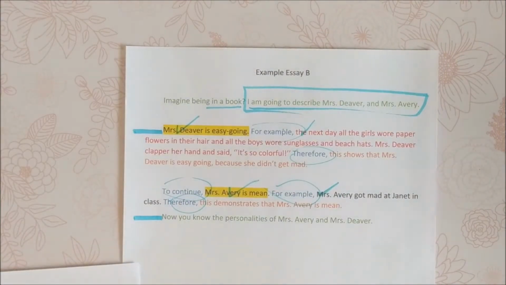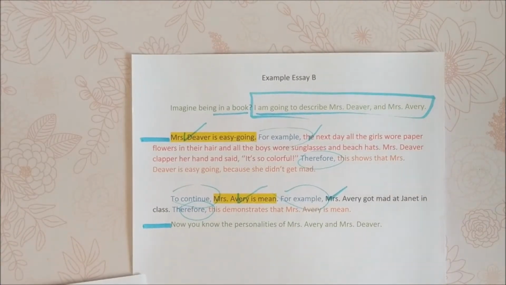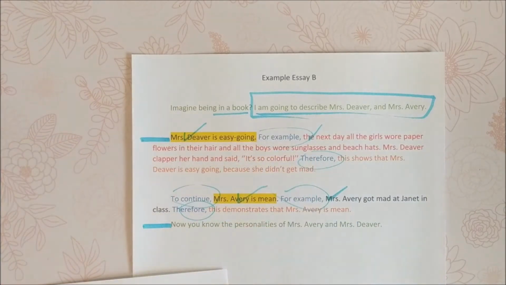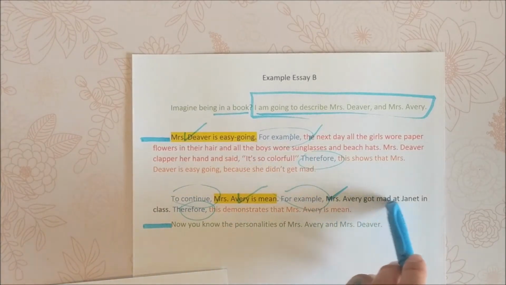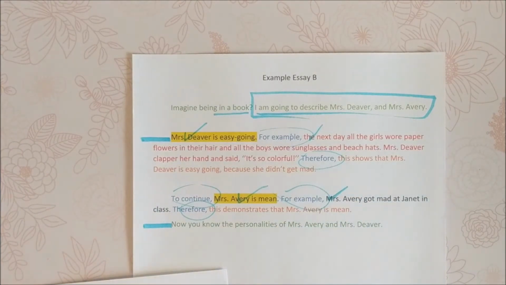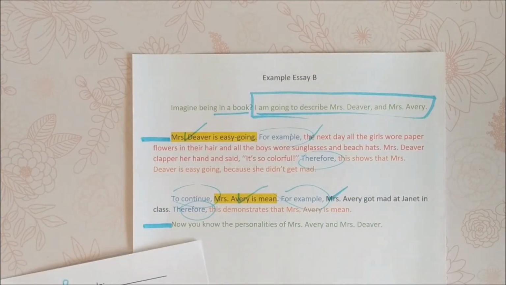Now we'll look at the evidence. So I would like you to please pause the video, look at the evidence, and decide what you think about it. So this first evidence is pretty specific. The next day all the girls wore paper flowers in their hair. And then the next evidence is pretty general. It sounds like this person didn't really open the book. They just kind of said what they remembered.